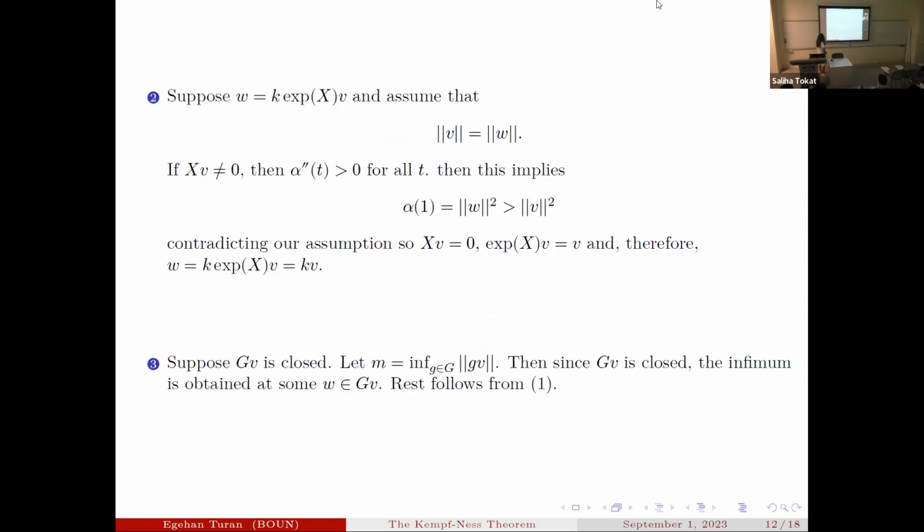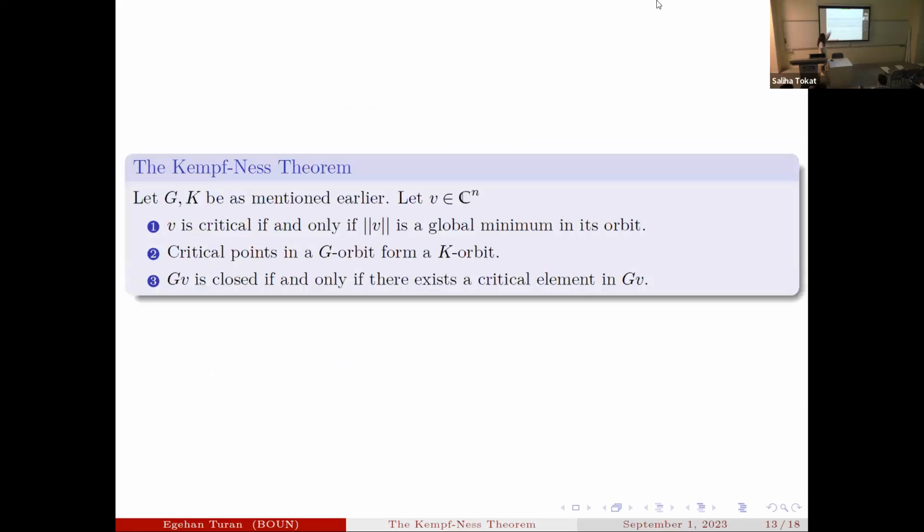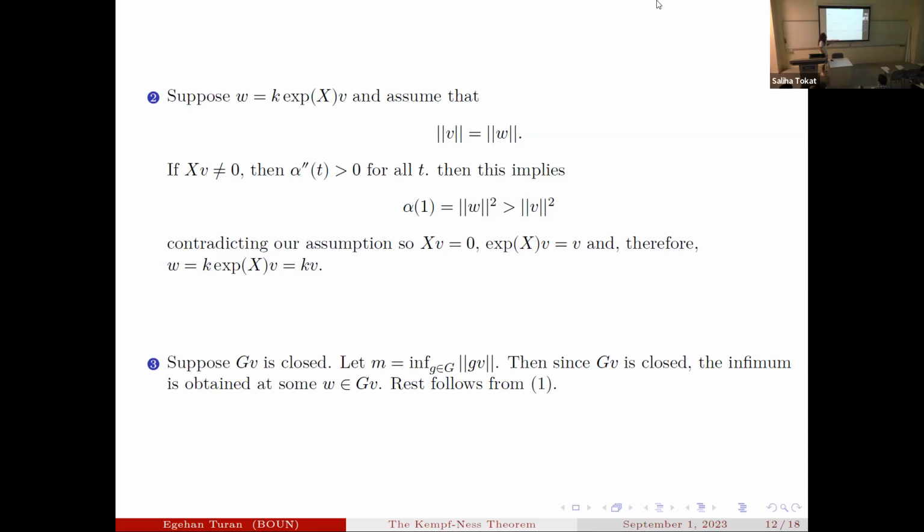Okay. The second statement of the theorem states that critical points on a G orbit form a K orbit. And by one, I know that critical elements have minimum norm. So let's say that w and v are both critical. Then their norms must be equal, right? Because if one of them is greater than the other, the other one wouldn't be critical. Okay. And since I know that w is in the K orbit of v, I can just write w as this by the polar decomposition theorem.